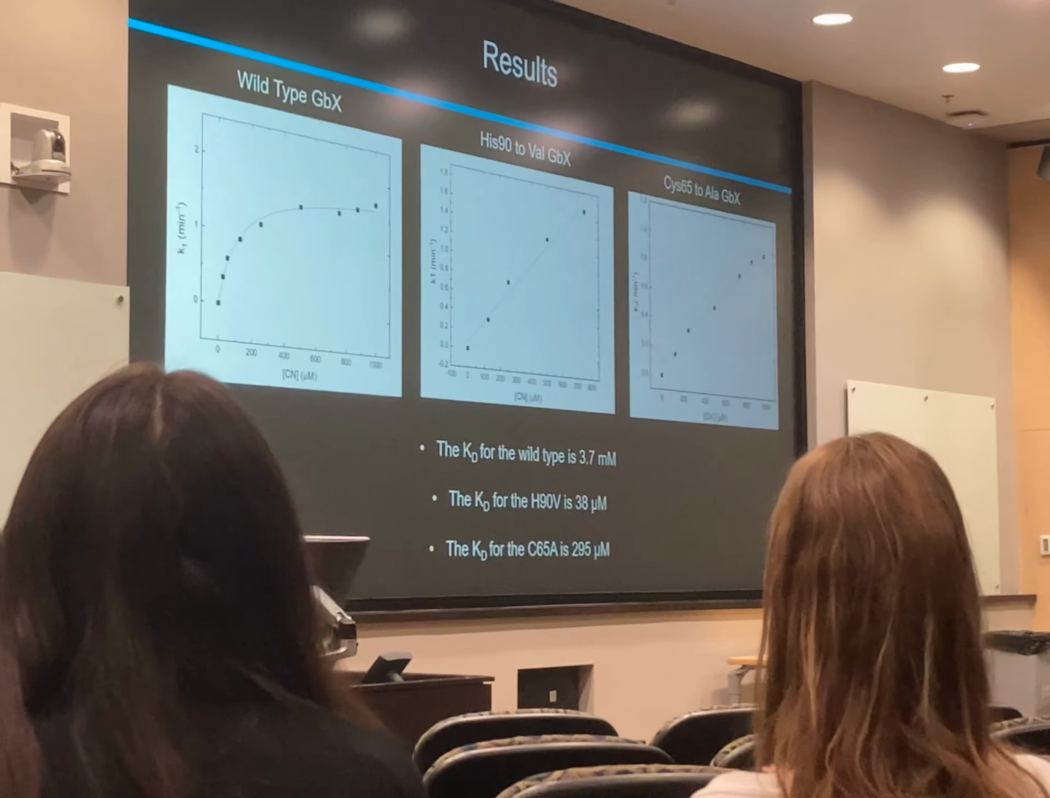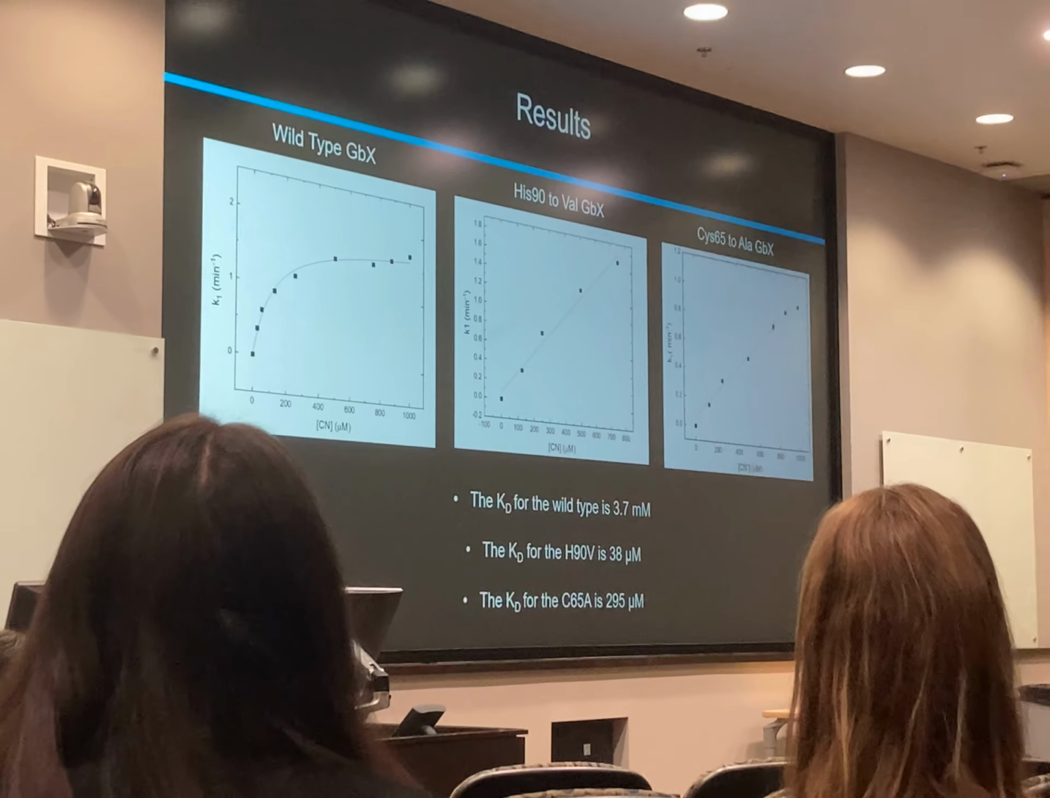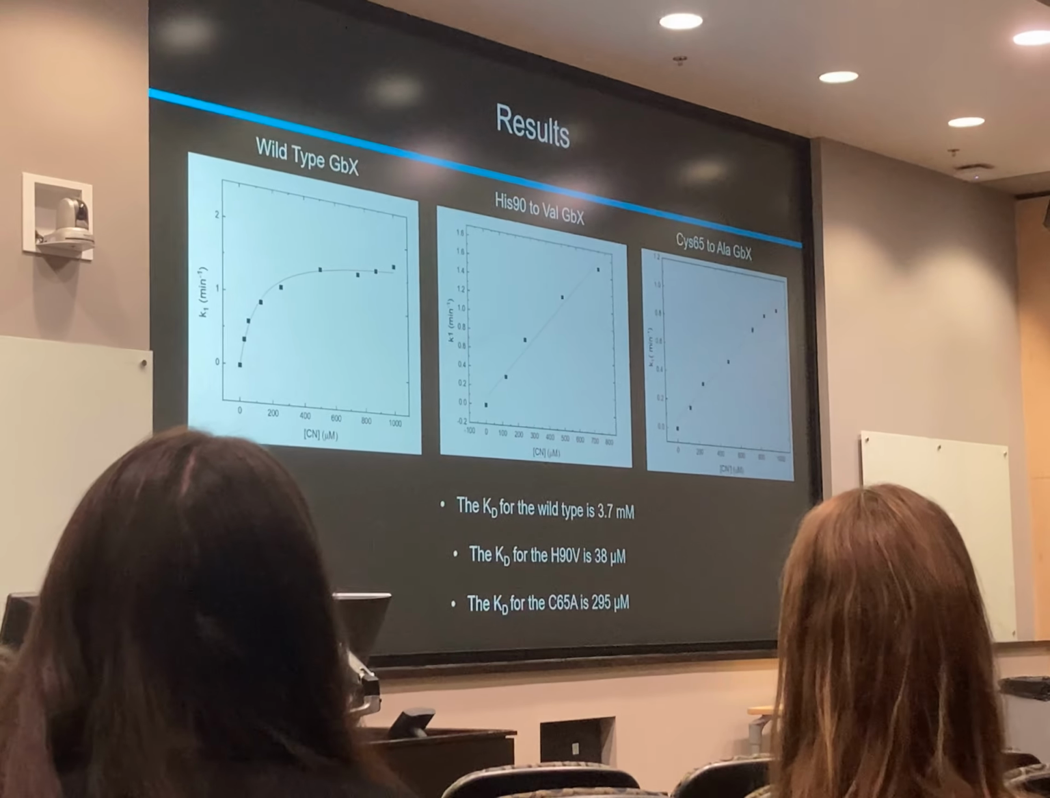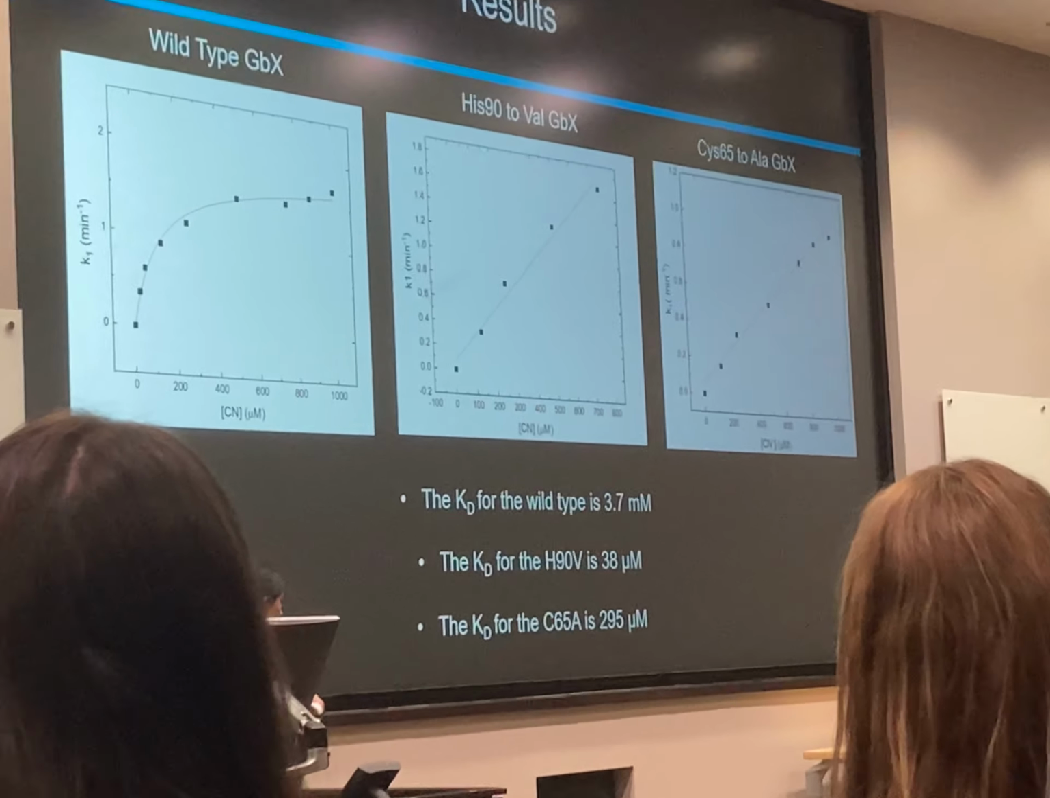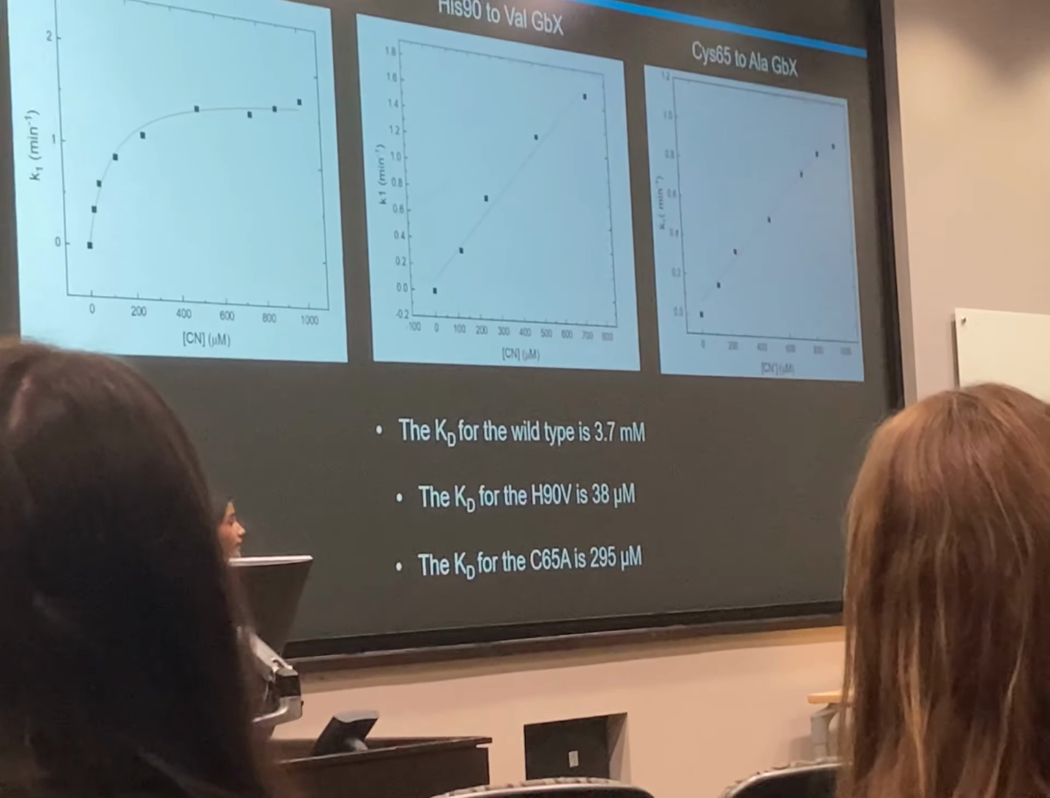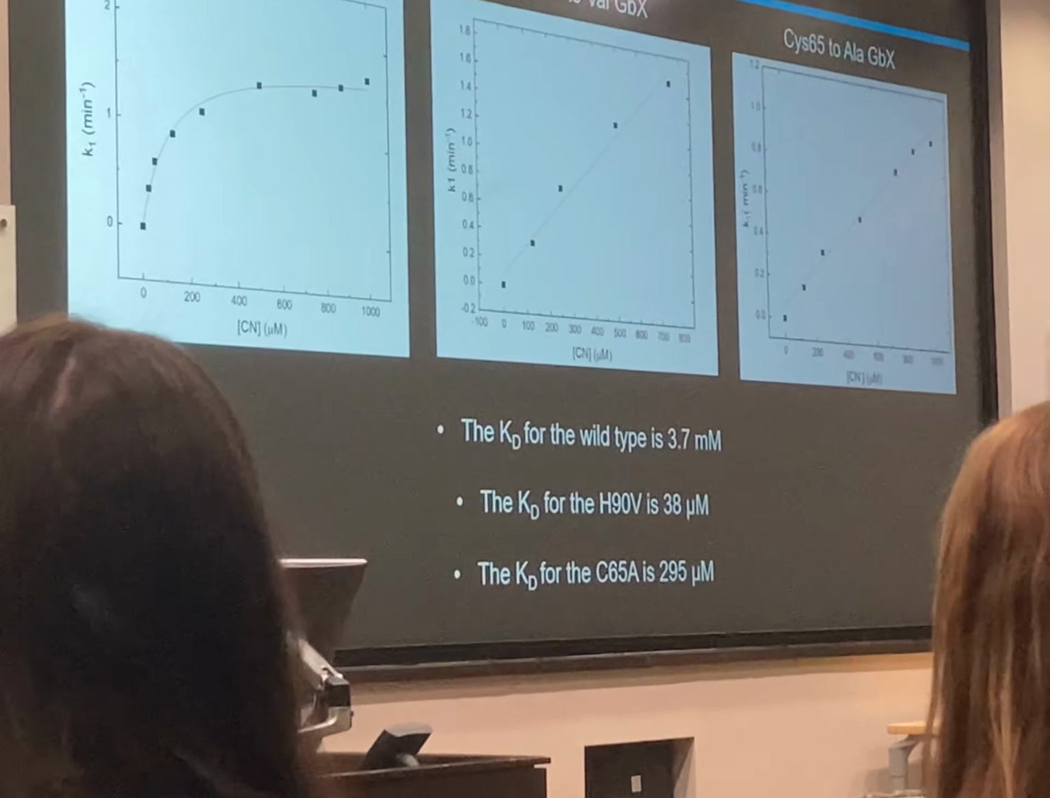Now, the KD for the histidine mutant and the cysteine mutant was much lower than for the wild type. And this indicates an increase in globin X affinity for cyanide.